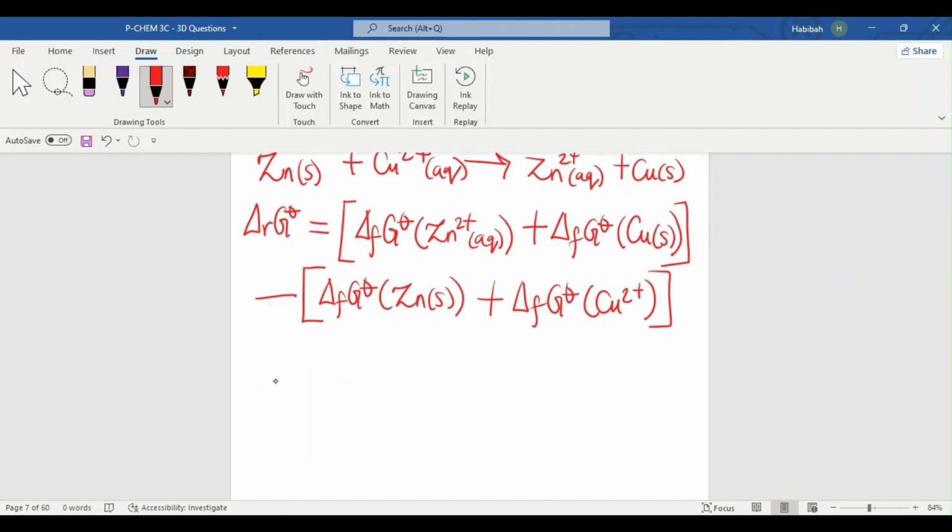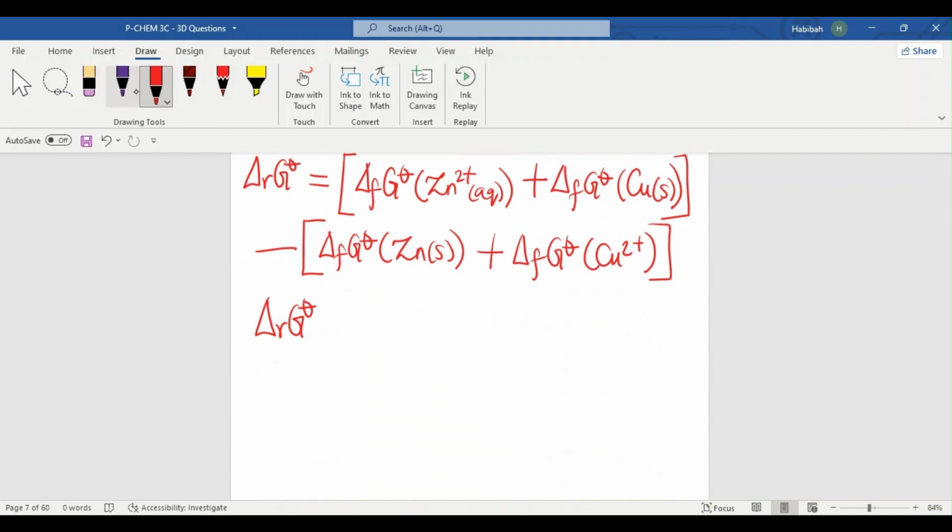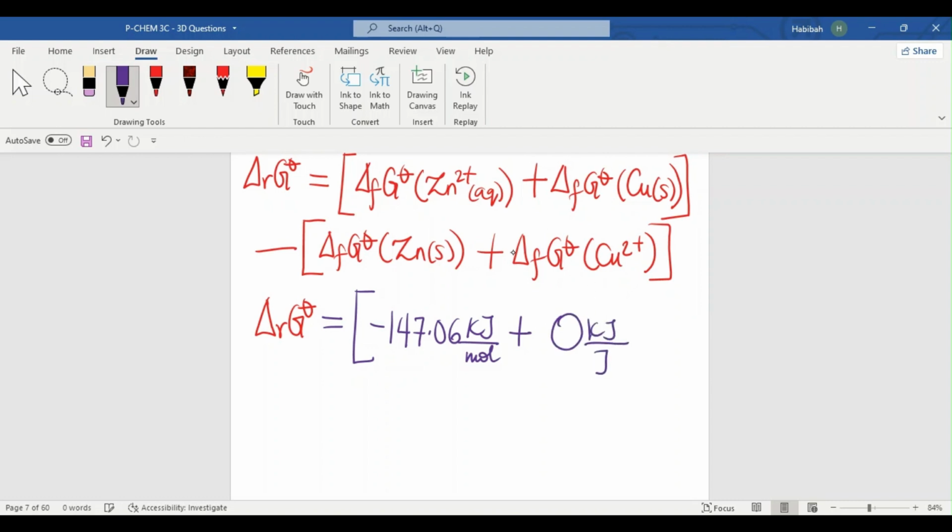So now, of course, we're just going to substitute. We're going to be substituting for the first reaction each one of this information right here. That's why I told you to write it, so it's easier for you. The Gibbs energy of formation for Zn2+, according to the resource section of the textbook that I showed you earlier in the video, is negative 147.06 kilojoule per mole. The Gibbs energy of formation for copper solid is just 0 kilojoule per mole, or you can just say 0.